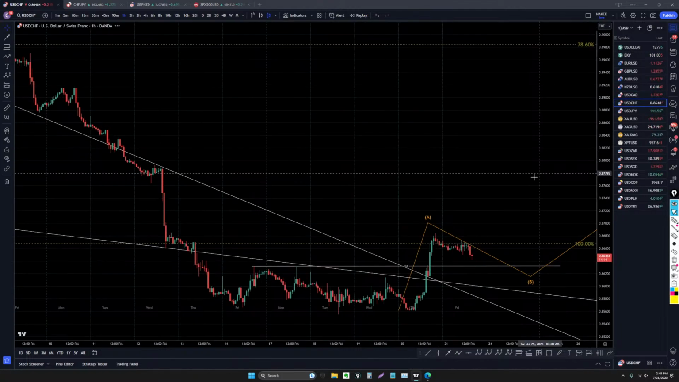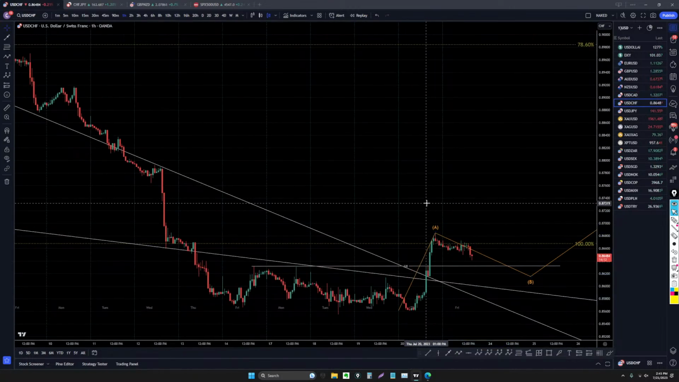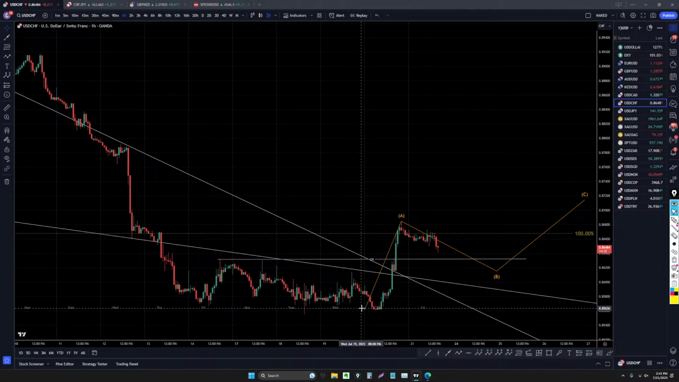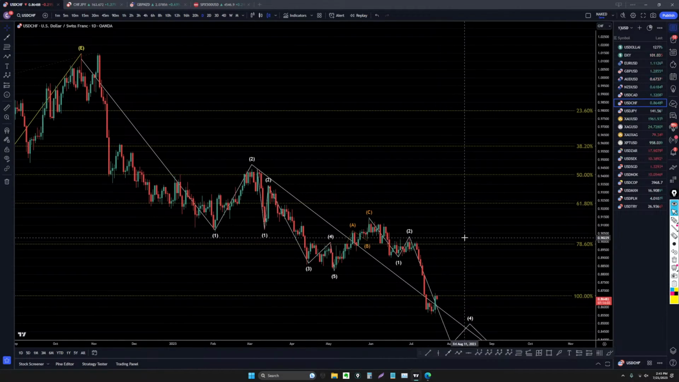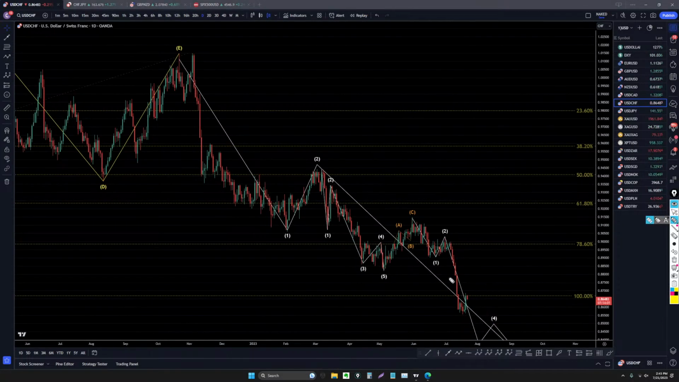So US dollar Swiss made a nice move up. I still don't think I would be choosing this one to go long on, just because of how strong the Swiss has been and how strong that move down has been on the longer time frames. I definitely still think we're going down. I still think this move up is a crescent, and I still believe that it will make another lower high and just keep on trending down.